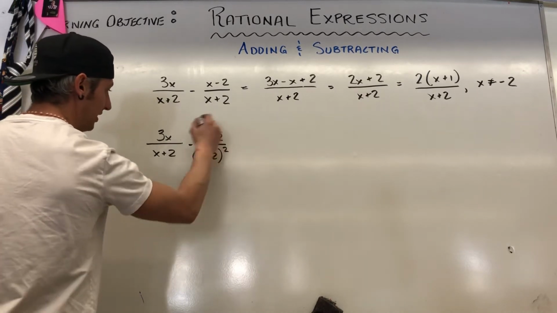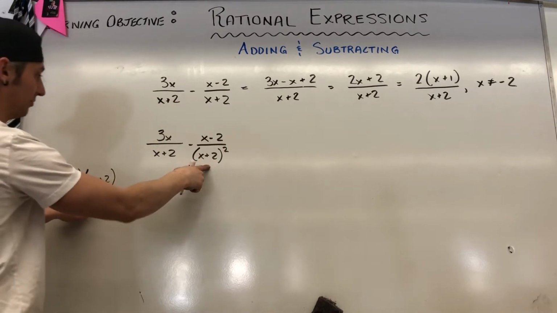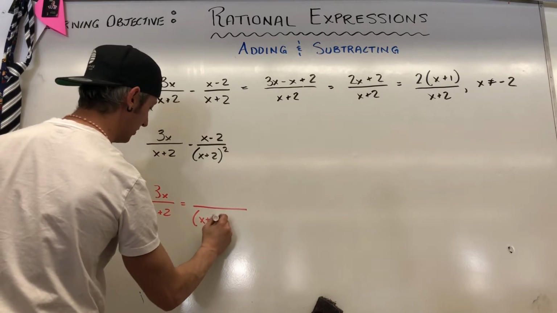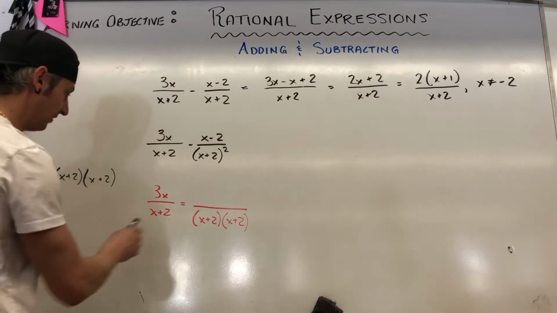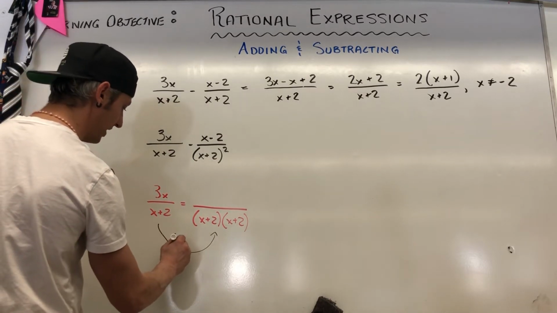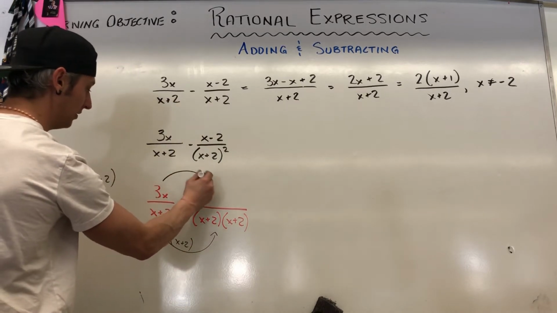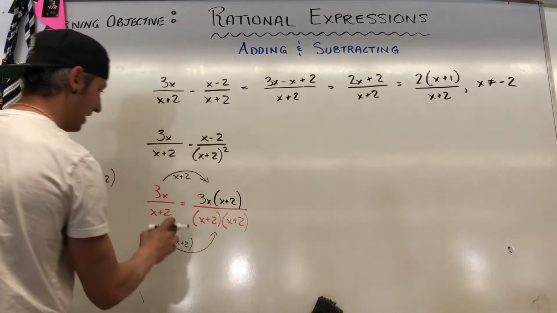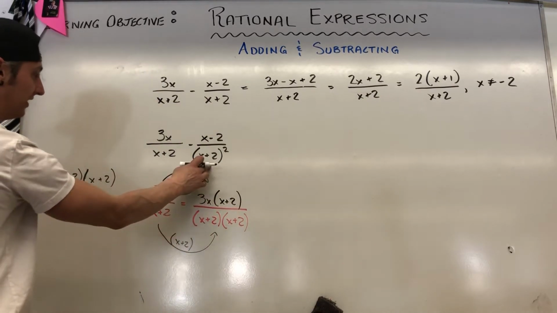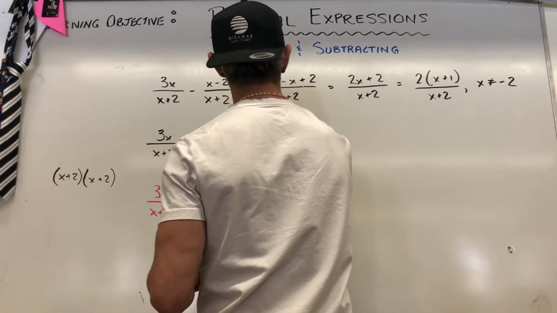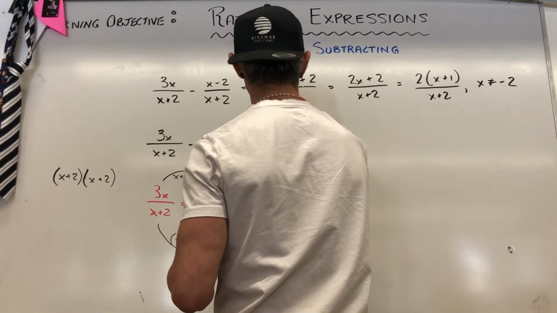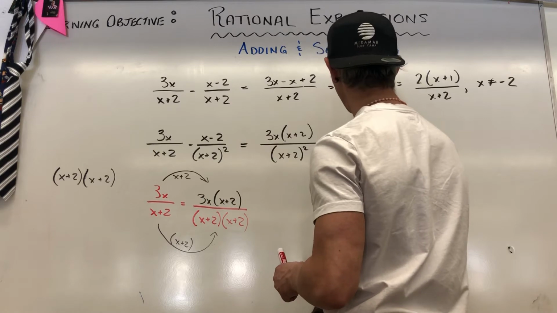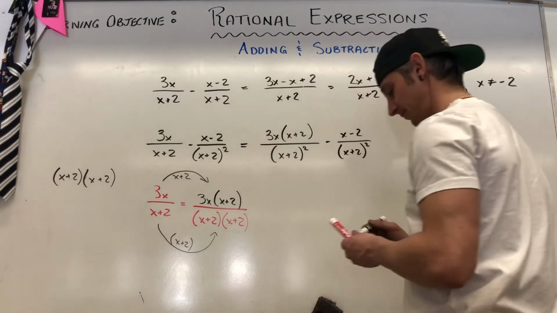So this fraction's already over top of the lowest common denominator of x plus 2 times x plus 2. But 3x over x plus 2, if I wanted to convert that fraction into a fraction over x plus 2 times x plus 2, well, to get from x plus 2 to x plus 2 times x plus 2, I had to multiply by x plus 2. So whatever I do to the bottom, I have to do to the top. So I'm going to multiply this by x plus 2, just like with regular fractions. So I'm going to get 3x times x plus 2 over here. Okay? So now this fraction becomes this, and this guy stays the same. So I can rewrite this as 3x times x plus 2 over x plus 2 squared, minus x minus 2 over x plus 2 squared. Okay?